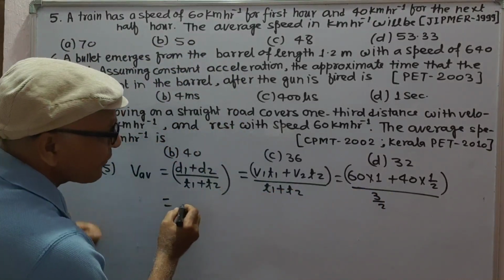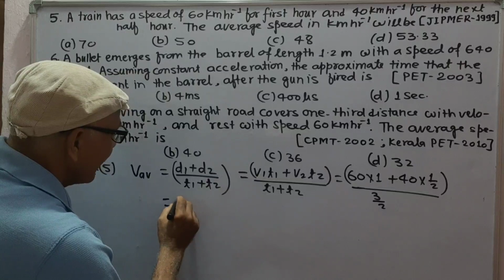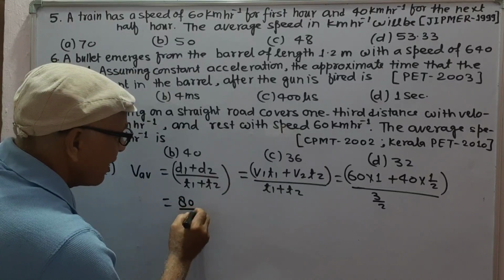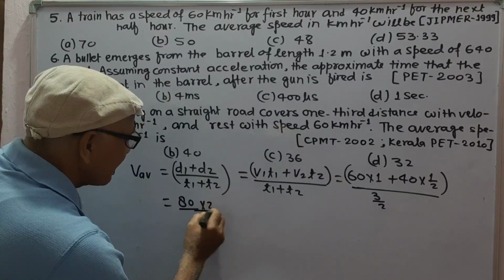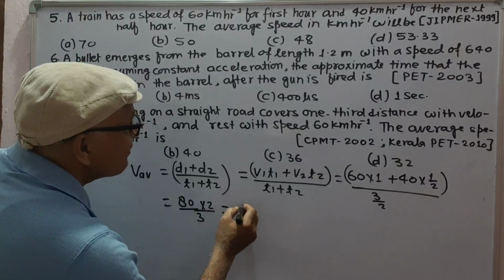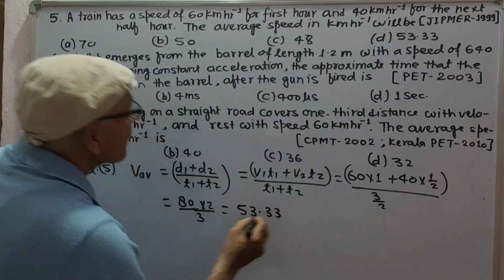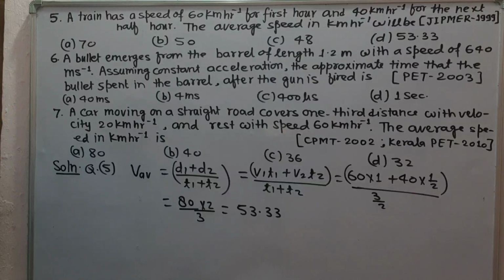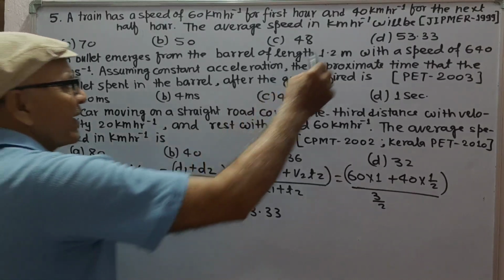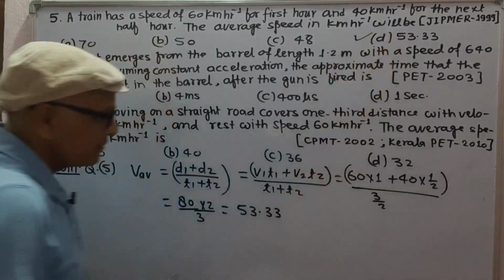So we get 80 into 2 upon 3, which will give 53.33 kilometer per hour. Therefore, the correct option will be D.